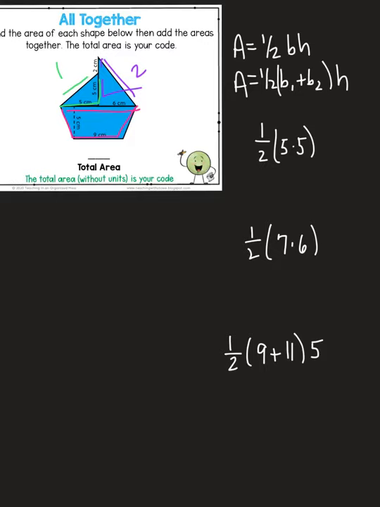Okay, so we're going to take a look at this problem, and in order for us to get the total area, we have to realize that these are three different shapes. There are two triangles, and there's one trapezoid, and so we have to get the area of each one separately before we can add them together to get the total area.